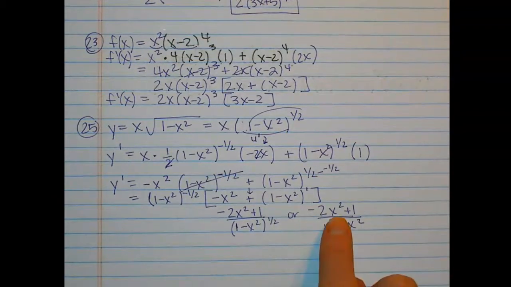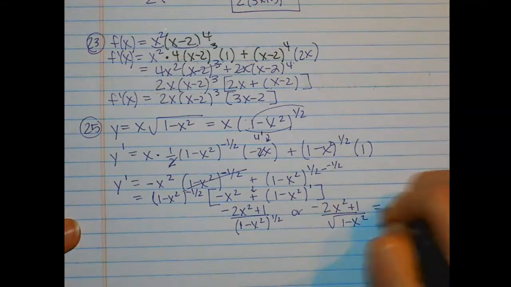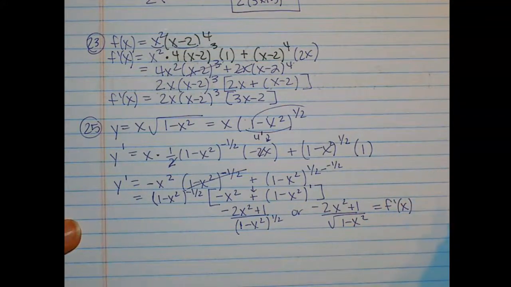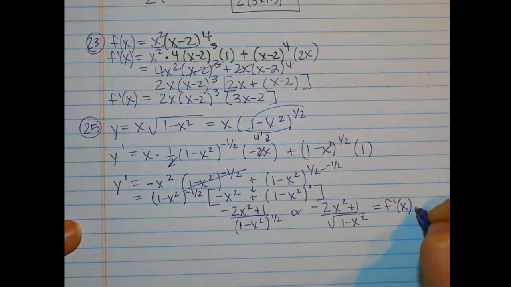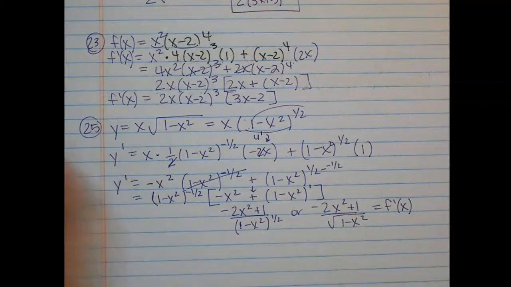And the book switched the order in the top, but that's fine. So 25. This is going to be much easier to solve if we say this is f prime of x or y prime or however you want to write it, if we were to say it's equal to 0, because we would just set the top equal to 0 and be able to solve for it.